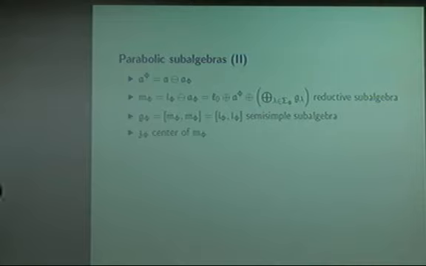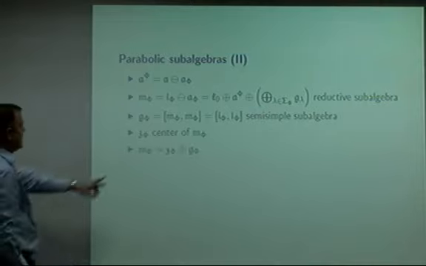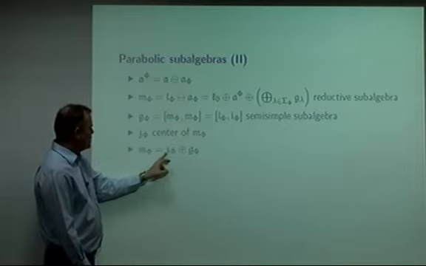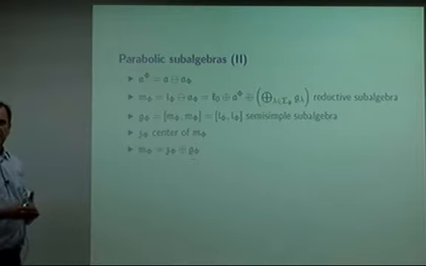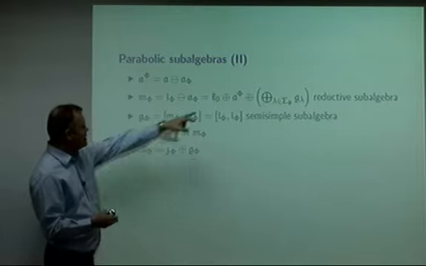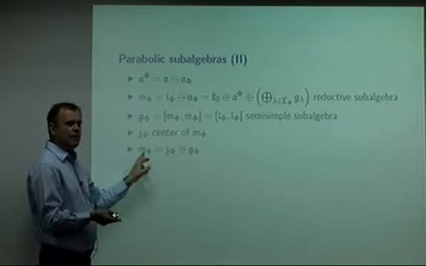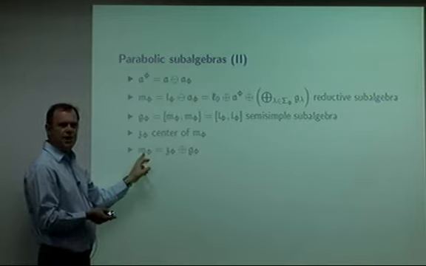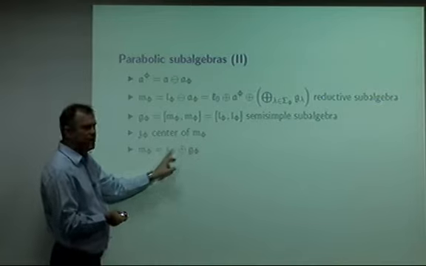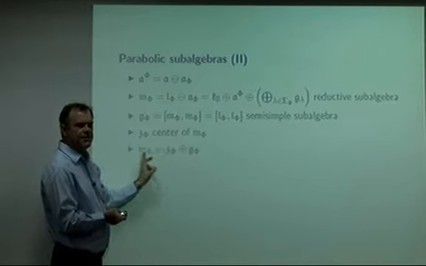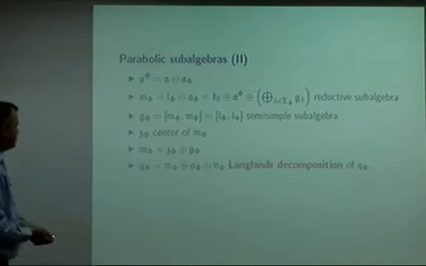We denote the center of M phi by Z phi. So then M phi is decomposed as Z phi plus G phi. This is the usual thing. When you have a reductive subalgebra, M phi is reductive. It's always a sum of some abelian algebra with a semi-simple one. So this is the semi-simple one. This is the abelian one. This is just the general theory.